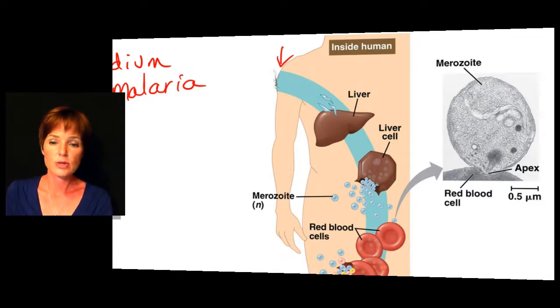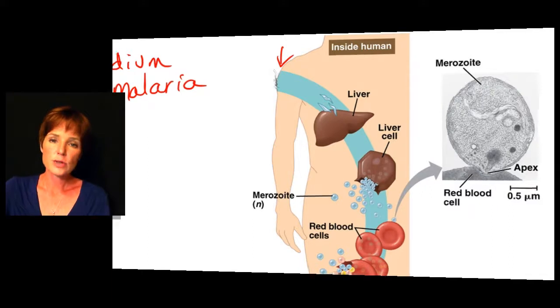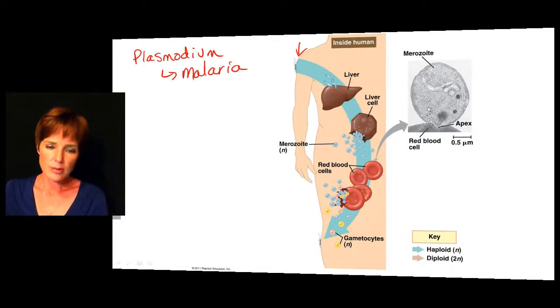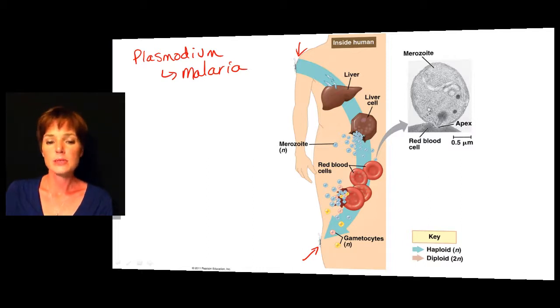They're going to insert into the red blood cells because they're able to do that because of that nice apex that they have. And then they're going to form some gametocytes, which will develop further into gametes. Now down here at the bottom, we have another mosquito that is feasting, and he will be taking in Plasmodium in the form of the gametocytes.